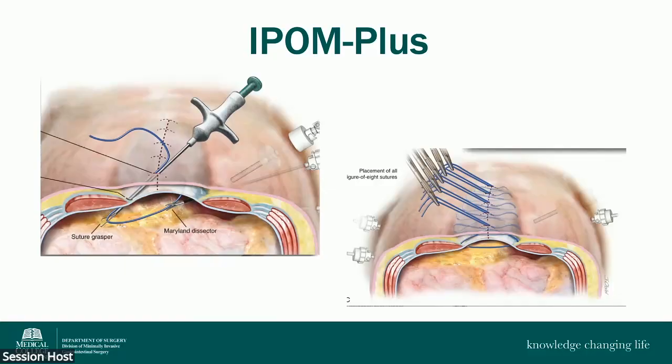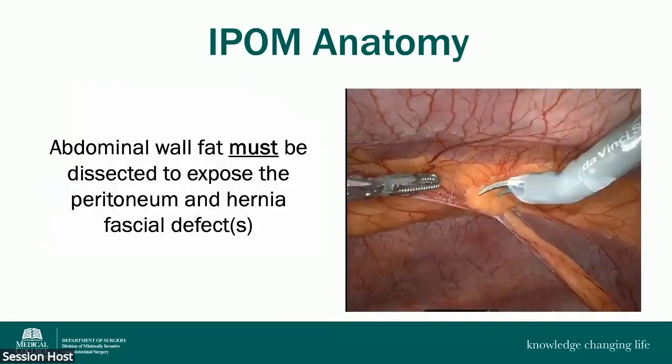The IPOM Plus, as the advent of robotic surgery has come around, has really been the primary way that IPOMs are performed robotically because of the ability to close the fascial defect with sutures in an easier, more ergonomic way than laparoscopically. The IPOM is not a very technically difficult operation, but there are some very important tenets and considerations to keep in mind when you're thinking of the anatomy of the abdominal wall to perform this operation successfully.